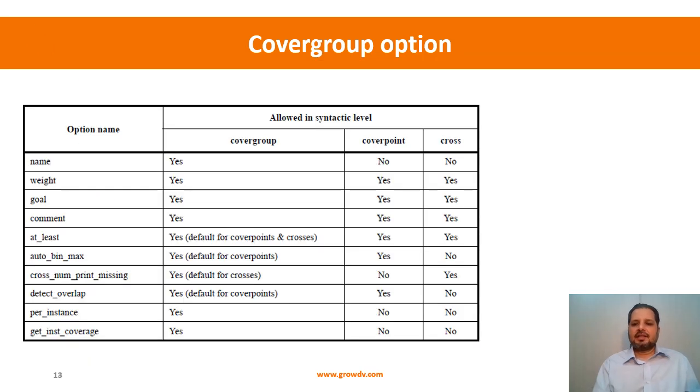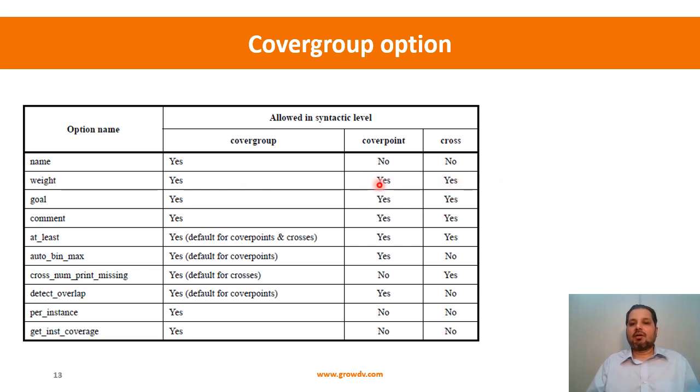We have been saying that the per instance option or even the type options can each be applied at a covergroup level, at a coverpoint level, as well as at the cross level. So it might be slightly confusing which option applies to which one. This is the table that summarizes it. For example, name is applicable at the covergroup level, but it's not applicable at the coverpoint and cross level. Weight, you can set at all 3 levels as we have looked at.